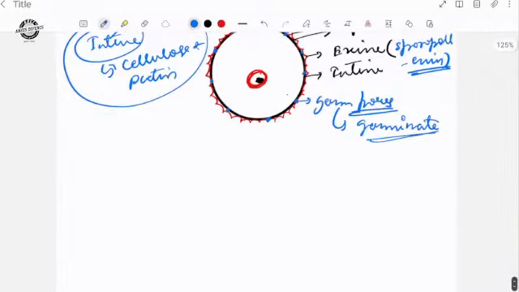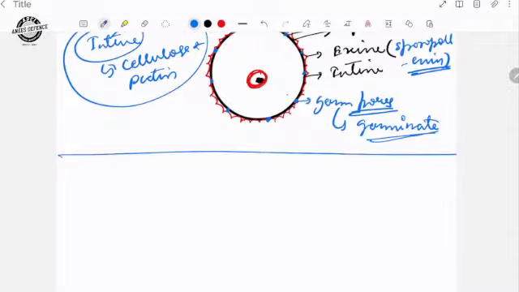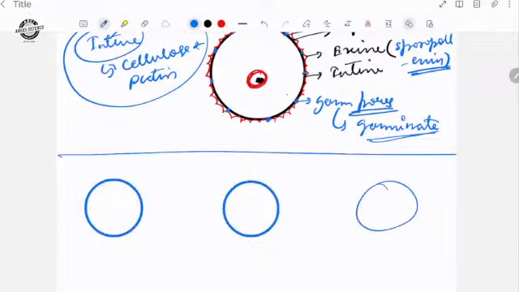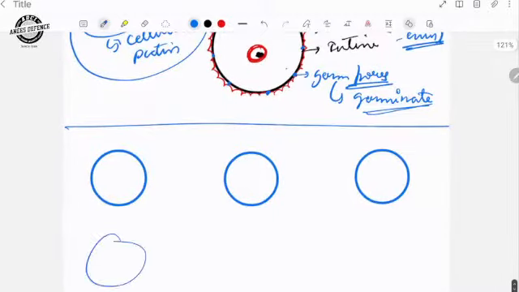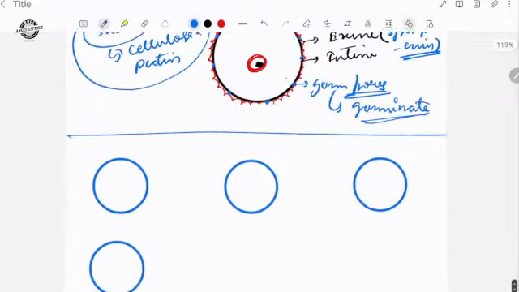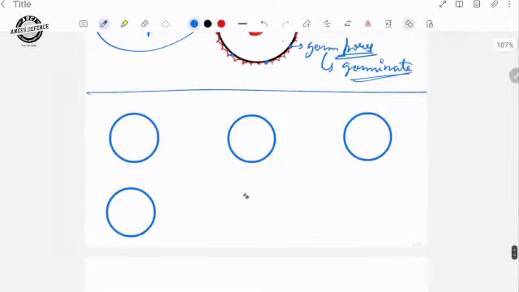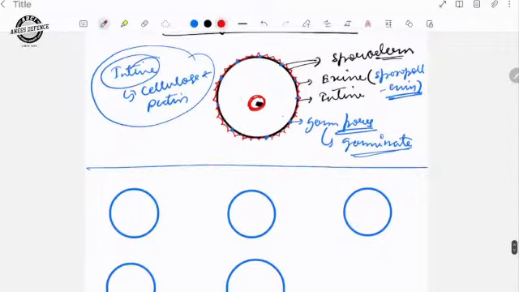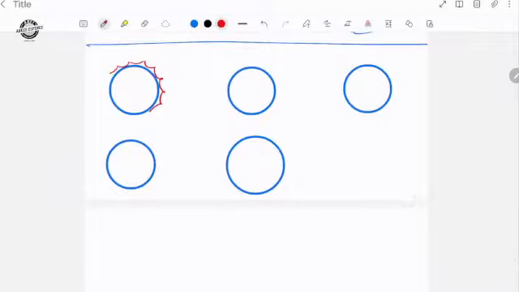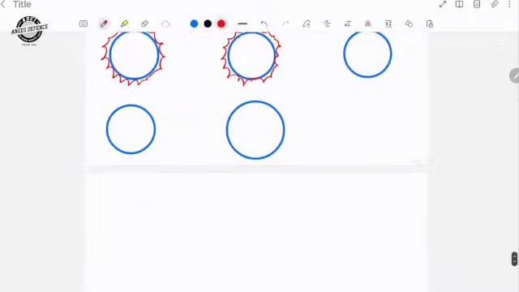How is the development of the male gamete going to occur? See here, let us assume that we have this much, and this is the intine, this is the exine.